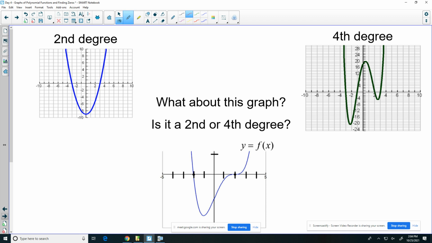You think it's a 2nd degree? Raise your hand if you think it's a 2nd degree. I love how y'all look around and see who else. Raise your hand if you think it's a 4th degree. Who wants to argue why they think it's a 4th degree? Why do you think it's a 4th degree and not a 2nd? Can it be both? It cannot be both. Nope. It can't be both.